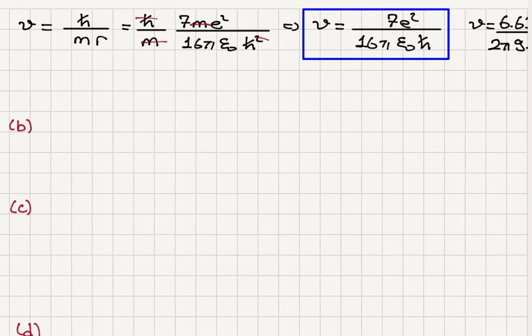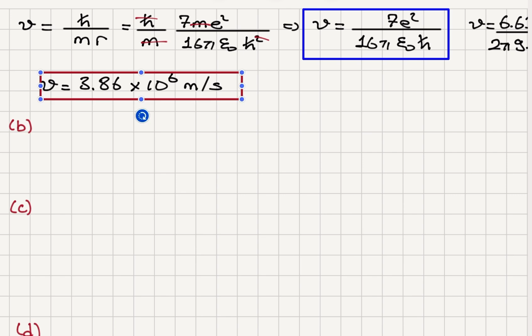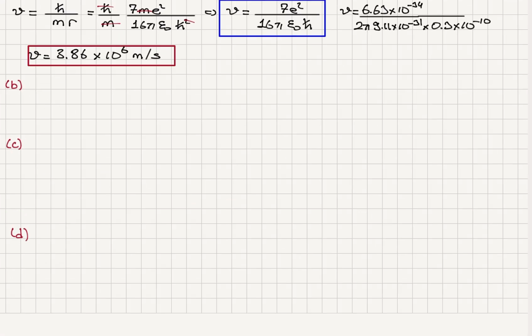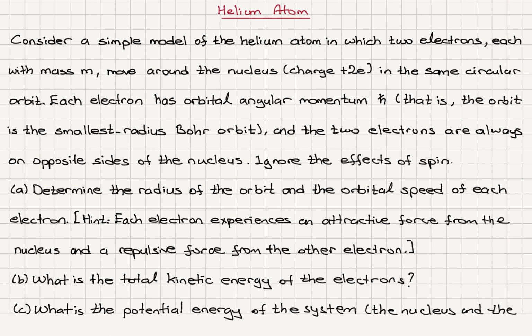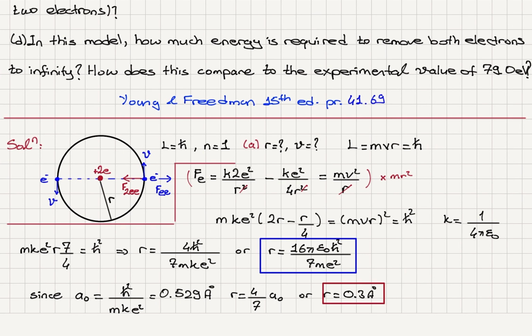And finally, I get the orbital speed to be 3.86 times 10 to 6 meters per second. So that's the answer to part A of the problem. Part B, what is the total kinetic energy of the electrons?